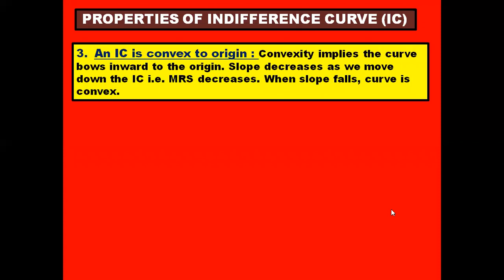And the indifference curve is convex to the origin. Now convexity implies the curve goes inwards to the origin. So we have seen what the indifference curve looks like. That is, it goes inwards to the origin. Now the slope decreases as we move down the indifference curve. We have seen that the MRS decreases as we move down the indifference curve. Now we know when the slope falls, the curve will be convex. That is, since we know the slope is decreasing, definitely the curve is convex to the origin, because we know the slope, that is MRS, decreases.